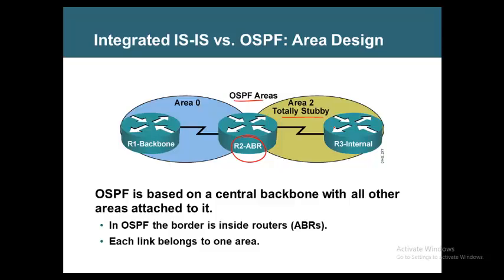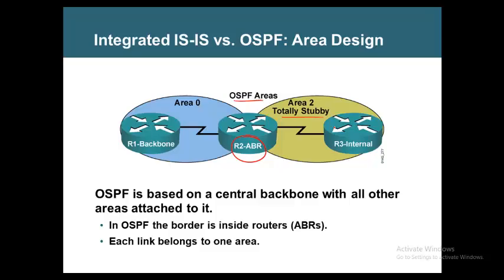OSPF is based on a central backbone with all areas attached to it. We don't have the central backbone area. In ISIS, only L2 is needed for distribution of one area's routes to another area. We don't need a backbone area. We need only L2. Here, each link belongs to one area. In OSPF, this link belongs to area 0, this link belongs to area 2. Each link belongs to one area.